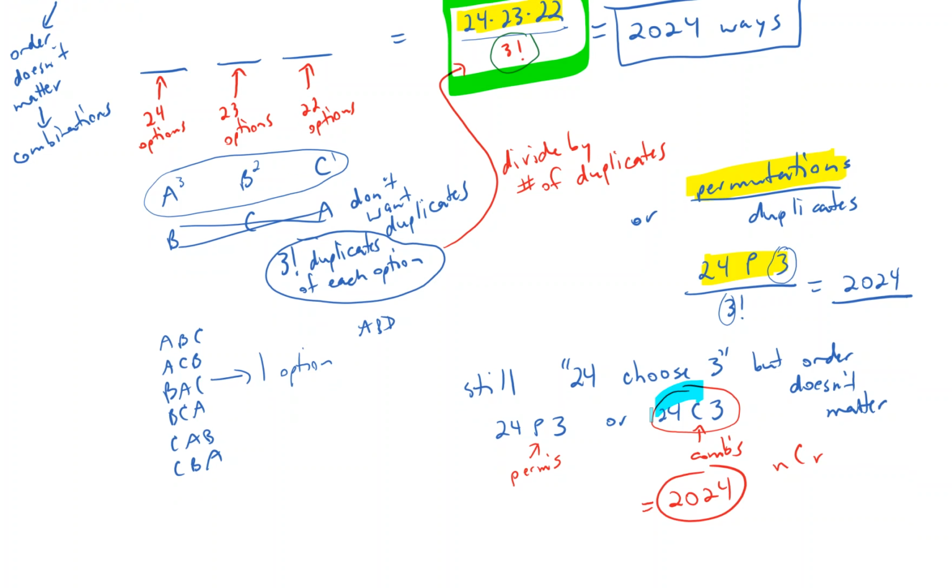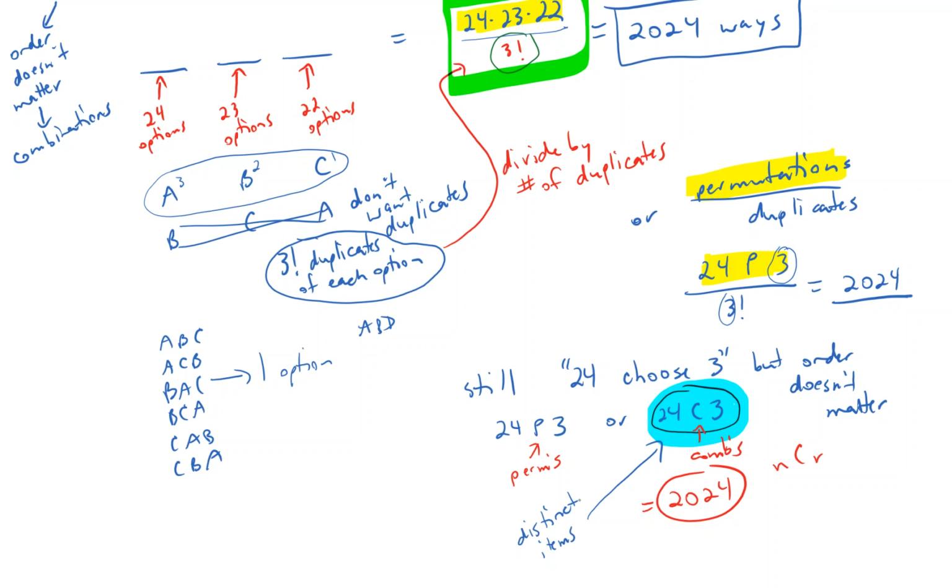This method down here, the 24C3, is also very logical as long as you understand the idea of 24 choose 3, from 24 choose 3 distinct items. It's very important when you use this concept that you have distinct items. In this particular problem, we're choosing 3 different people, 3 distinct people, to form the committee. If one person could fill all 3 spots, we could not use this problem solving.